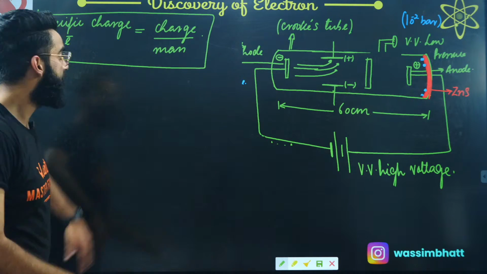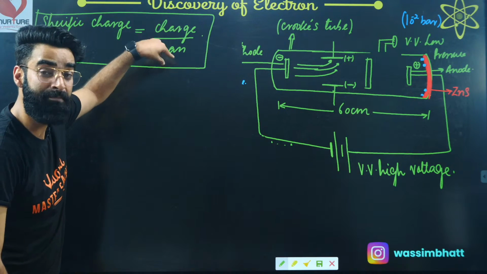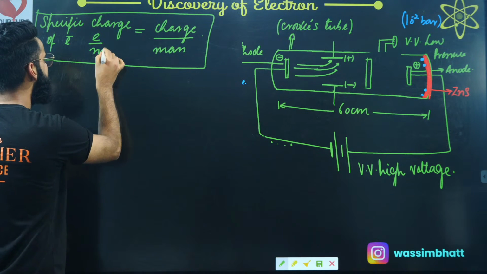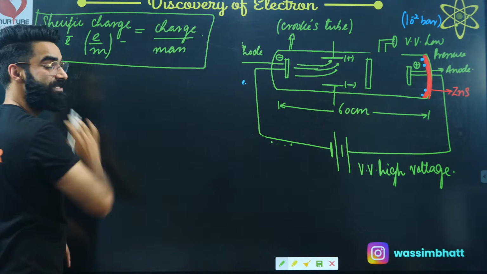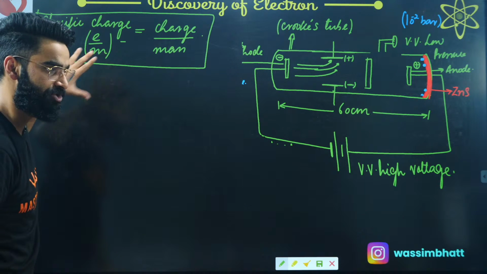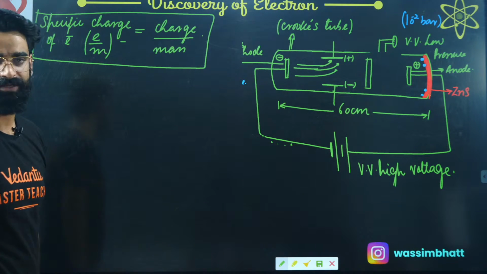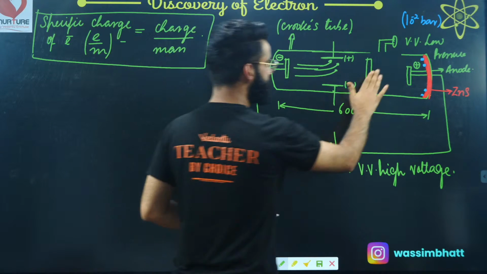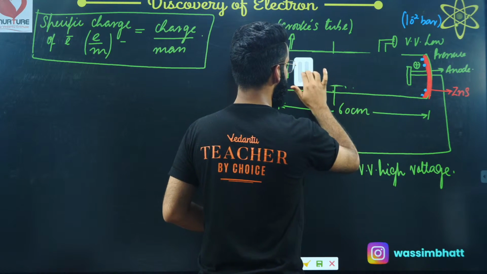Now the point is how this term, charge by mass ratio, which we call the e by m ratio, of the electron was calculated. For that purpose, what he did, understand properly what I'm going to say.